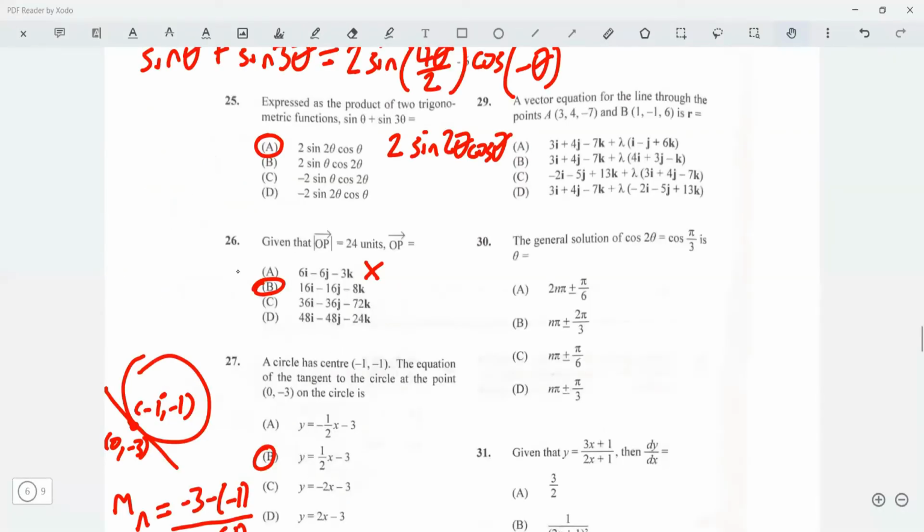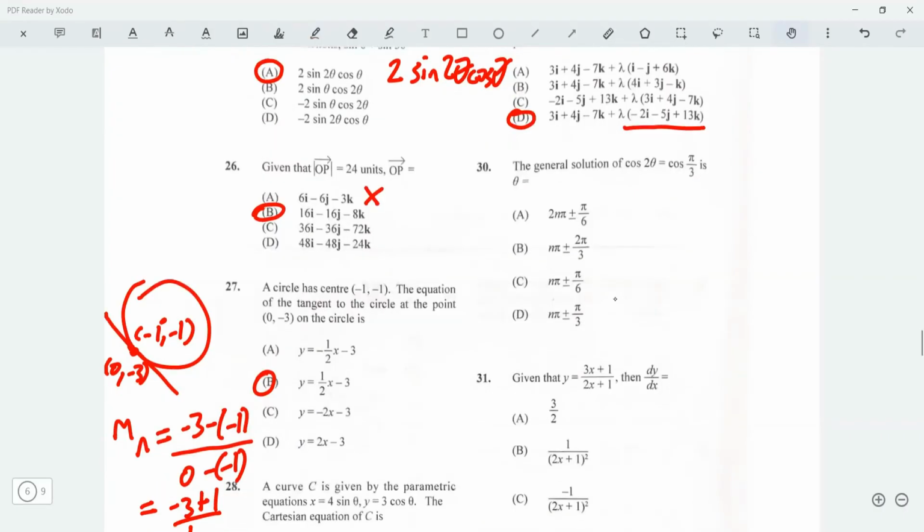Negative 2, negative 5, 13. Option D. All you needed to do was find the common direction. Nice. Question 30. Which one represents the general solution of cos 2 theta equal to cos of pi by 3?